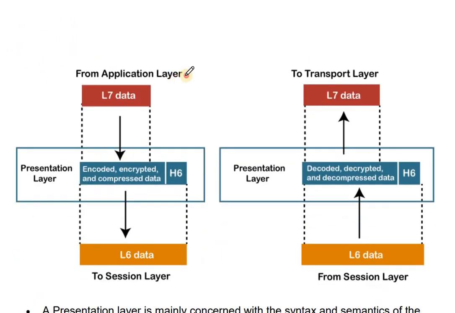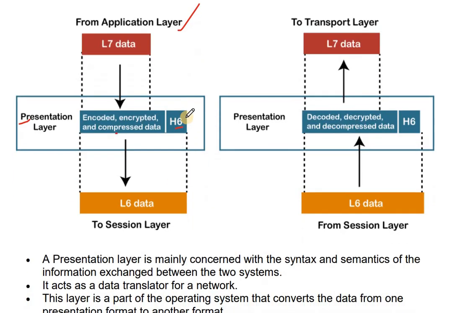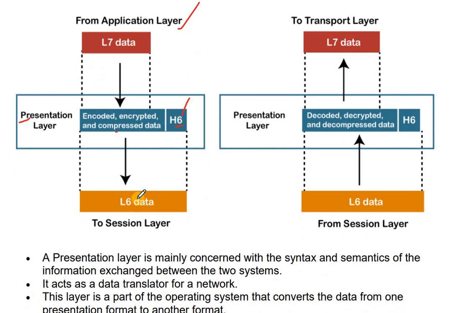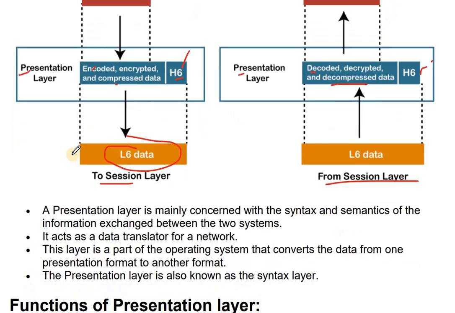Presentation layer, the sixth layer. From the application layer, data is received in the presentation layer. It is encoded, encrypted, and compressed data, with a header containing the destination. Then, data received from the session layer is decoded in the presentation layer: it is decoded, decrypted, and decompressed, with the header, and the data is sent to the transport layer.